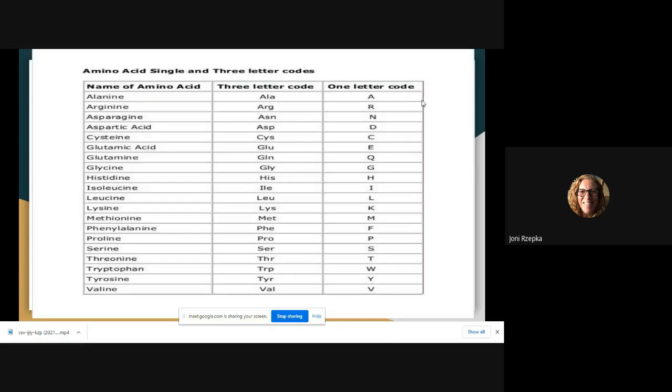Okay, so this is just an example of some amino acids and their three-letter code and their one-letter code, so that you can see how there are different letters and that there can be many combinations of amino acids that are represented.